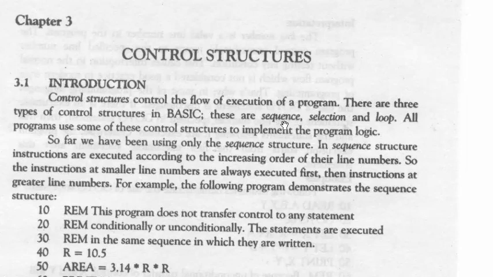Sequence, selection, which is condition based, and loop. These are also condition based, but in a way that until the condition goes false, the loop continues. All programs use some of these control structures to implement the program logic. So far we have been using only the sequence structure. In sequence structure, instructions are executed according to the increasing order of their line numbers.